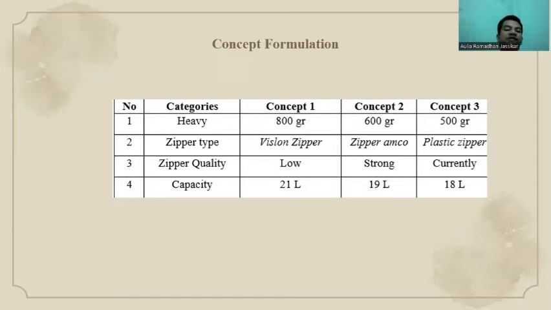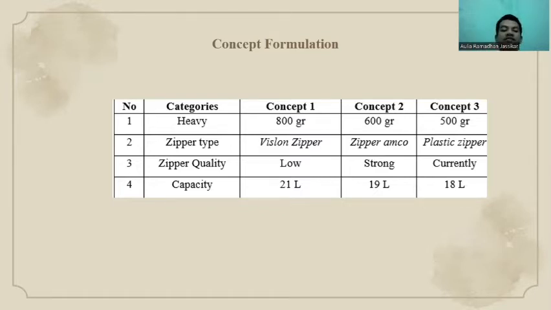Okay, this is about the concept formulation. As you can see, we have 4 categories: weight, zipper type, zipper quality, and capacity. On concept 1, we have 800 gram in weight. Zipper type is Viceland zipper. Zipper quality is low and capacity is 21 liters. On concept 2, weight is 600 gram. Zipper type is Armco zipper. Zipper quality is strong and capacity is 18 liters. On concept 3, we have a weight of 500 gram.